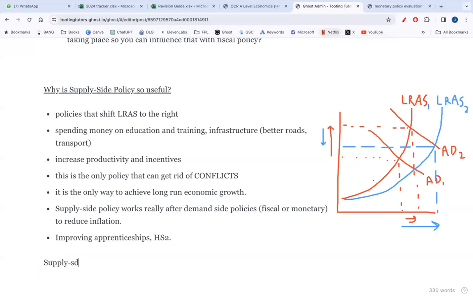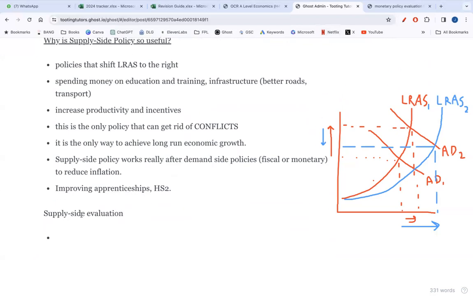So let's talk about the evaluation. What do you think is difficult or bad or questionable about supply side policies like HS2? There's that thing, government failure, I think, or something like that. There's a high risk if it fails for the government. Yeah, good.